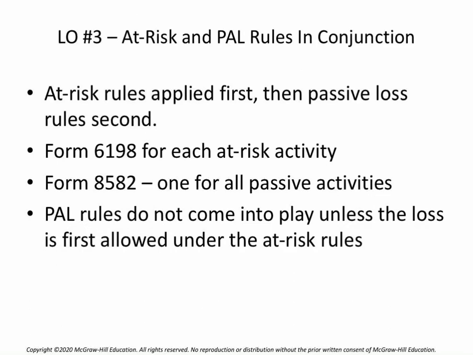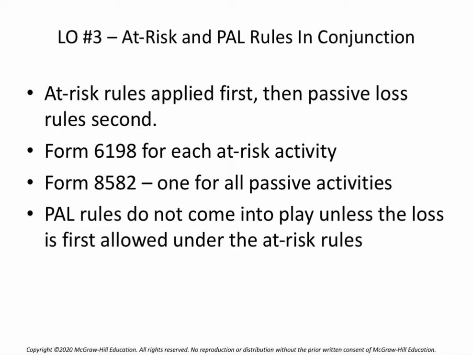Learning objective 3, the at-risk and passive activity loss rules are applied in conjunction. And the way we're going to do this is recognize that they are two separate rules, and both for similar purposes in terms of preventing tax sheltering structures. And they're going to be ordered in terms of the at-risk rules are going to be applied first, and then the passive activity loss rules are going to be applied second. And in order to use these losses, we're going to need to meet both tests.